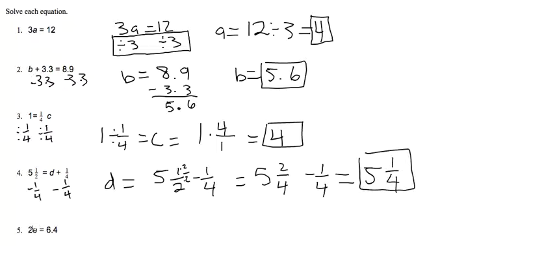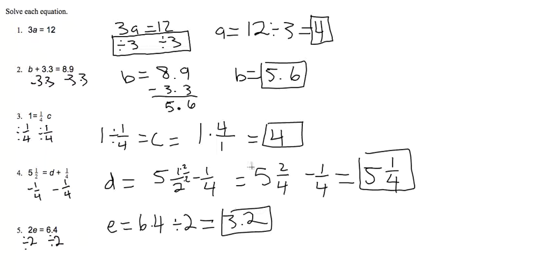Last one here, what's happening to the variable? It's being multiplied by 2. What's the opposite of that? Dividing by 2. So e is equal to 6.4 divided by 2, which ends up getting us 3.2. So remember, for all of these, solving for the variable is the important part, but we also need to show this step right here.